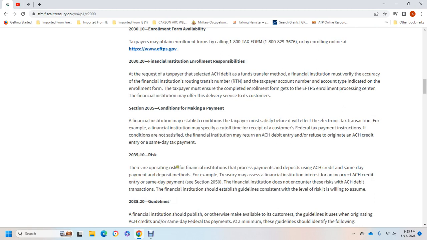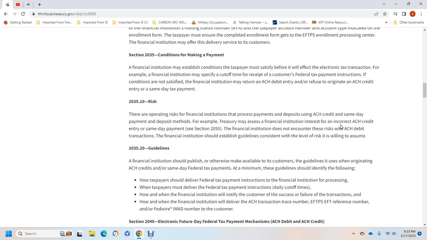10-20-35 RIF. The operating RIF financial institution processes the payment that deposits the automatic clearinghouse credit same day with the payment of the deposit. For example, the Treasury may assess the financial institution interest on the incorrect automatic clearinghouse credit entry same day payment. This financial institution does not encounter these risks. Automatic clearinghouse debit transaction. The financial institution should establish guidelines consistent with its level of risk willingness.